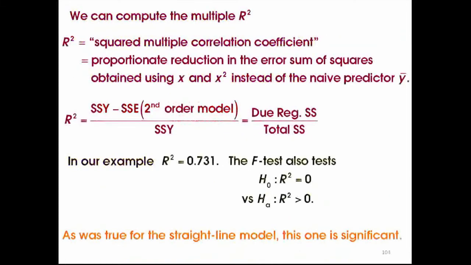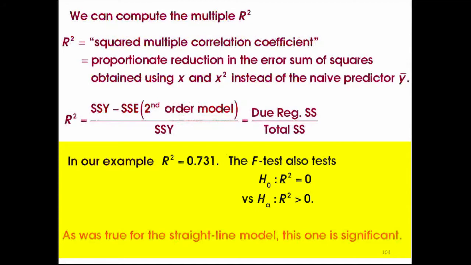And then we can compute the multiple R squared. R squared is the squared multiple correlation coefficient, which is the proportionate reduction in the error sums of squares obtained by using x and x squared instead of the naive predictor y bar. So in our case, R squared is the due regression sums of squares over the total sums of squares. In our example, R squared was 0.731. 73.1% of the variability in blood pressure is explained by both age and age squared.